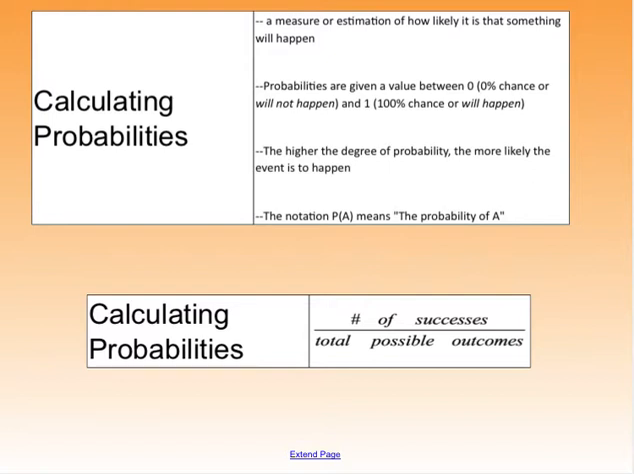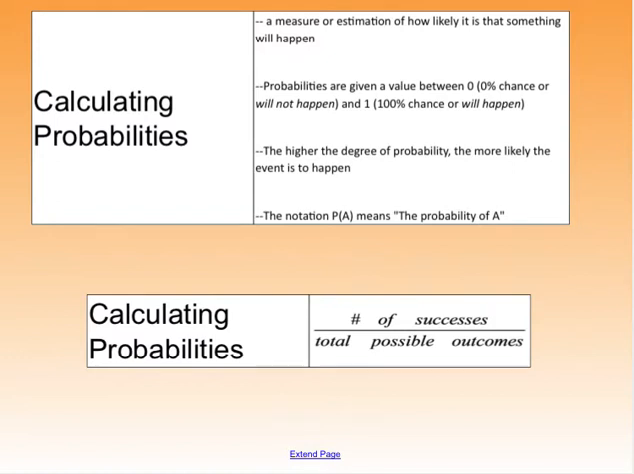I do want you to write this down because I will be checking for it. Probabilities are given a value between 0, meaning there's no way that's going to happen, and 1, a 100% chance that it's going to happen. The higher the degree of the probability, the more likely it is to happen. For example, if the forecaster said there's an 80% chance of rain, most likely it's going to rain that day. There's a pretty large chance that that's going to happen.